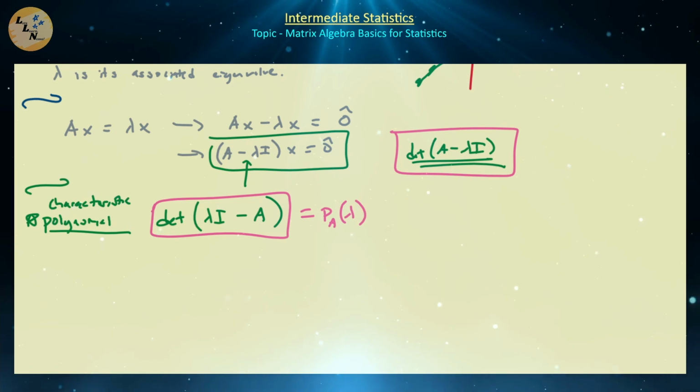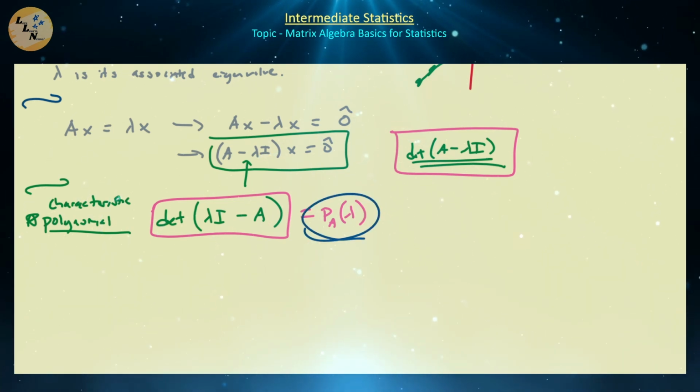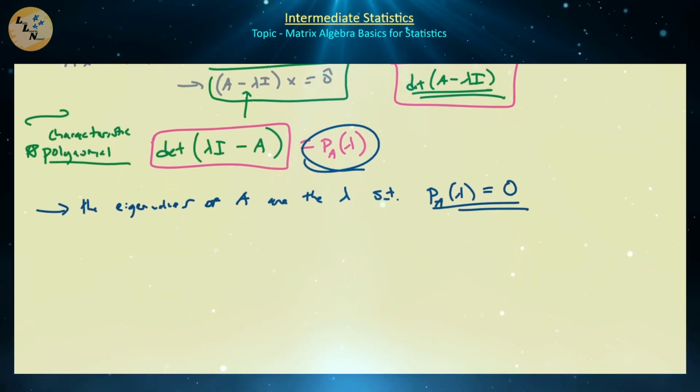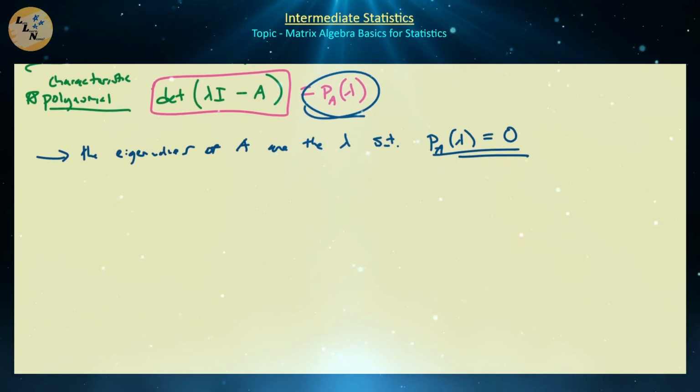So if we have the characteristic polynomial P_A of lambda, then the eigenvalues of A are the lambda such that P_A of lambda is equal to 0. And you're like, well, what does that exactly mean? Let's look at a numerical example to sort of see how that works.